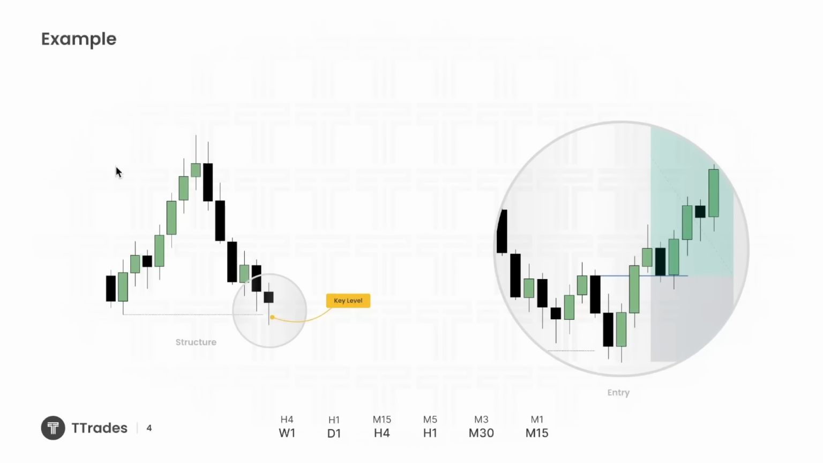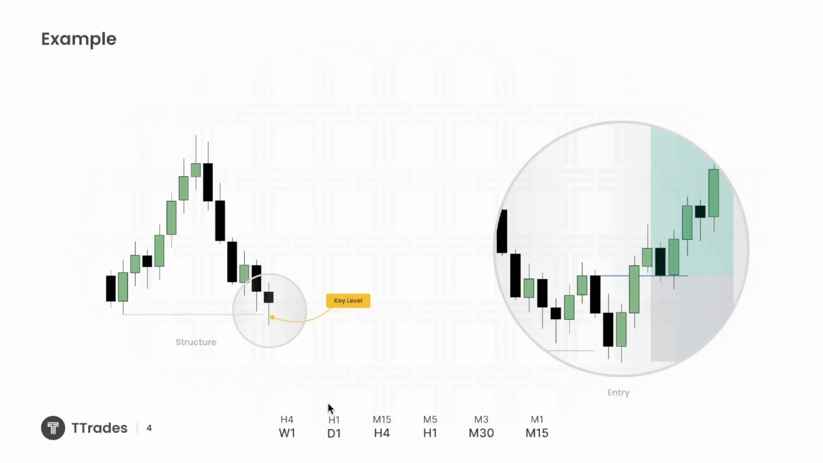So what does an example of this look like? Well, you can see here we retrace into a swing low, which is a key level and a point of interest on our structure timeframe. So then using the timeframe alignment, I would look for an entry on the entry timeframe using my entry sequence. So for example, if this is a daily chart, what would this be? An hourly chart, because the daily aligns with the hour.